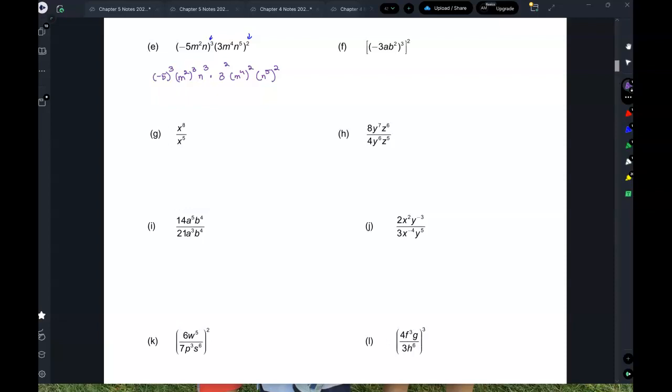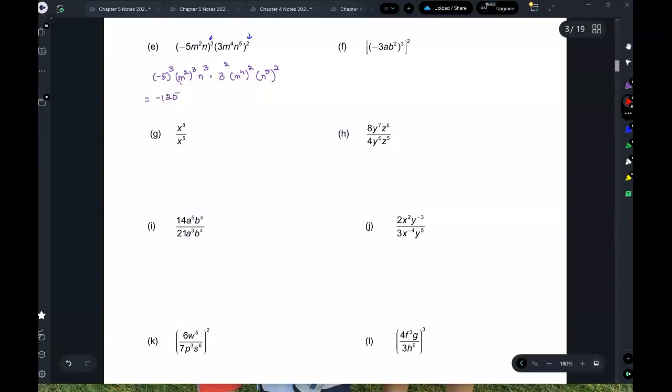Okay, look at where the negative is. I have to put it inside the parentheses. So now, -5 to the power of 3. We need to put this in the calculator, right? It's okay, it's fine, but please use parentheses, so -125.